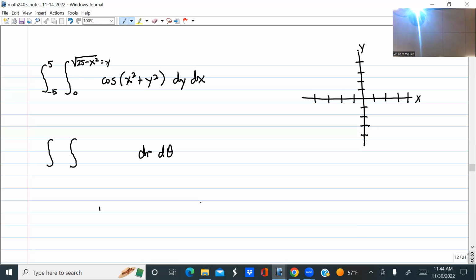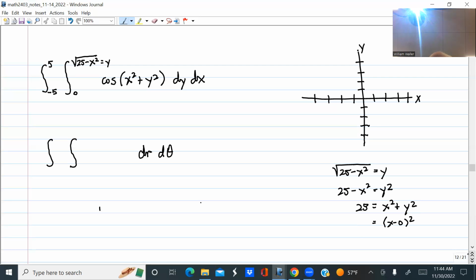So we can, yeah. So if you write that, and then get rid of the square root by squaring both sides, right? You would get 25 minus x squared is equal to y squared. And then if you bring the x squared over, you get x squared plus y squared equals 25. And then you can see that's going to be a circle, right?